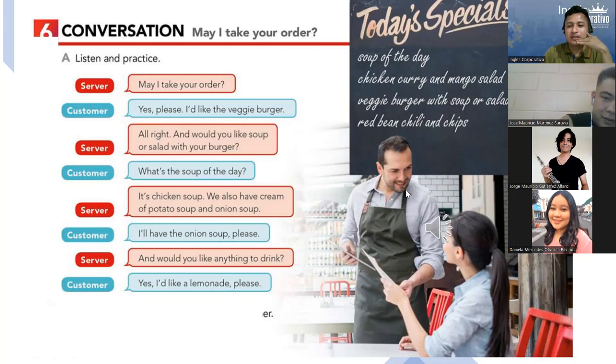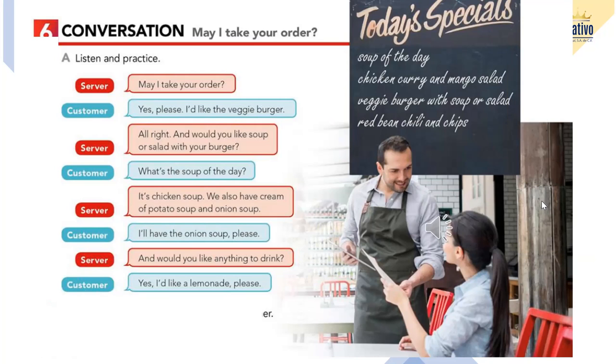And what about this one here? How do you call this person that sits in a restaurant? A customer? Exactly. We have a customer here. And this, you told me that that's the menu. Can you please read the menu, please? Yes. Today's special, soup of the day, chicken curry and mango salad, veggie burger with soup or salad, and red bean chili and chips. Thank you so much. Very good.